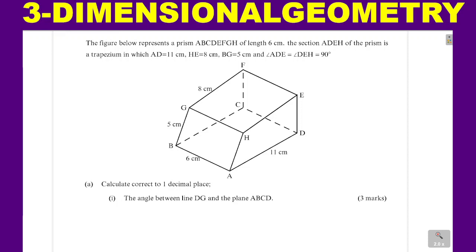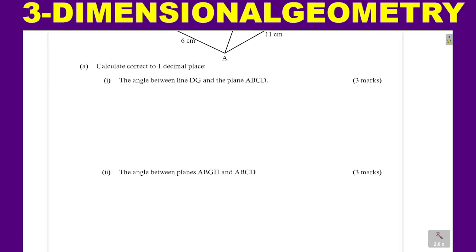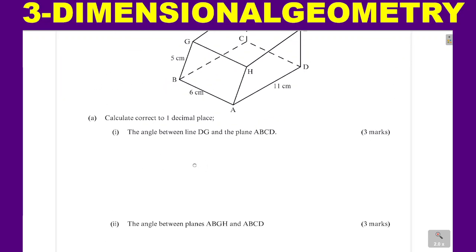Let's go to the first question, part A. Calculate, correct to one decimal place: 1. The angle between line DG and the plane ABCD. That is the angle between a line and a plane. Going to part 2: the angle between planes ABGH and ABCD. That is the angle between two planes. And the last question: calculate the volume of the prism. So those are the questions.